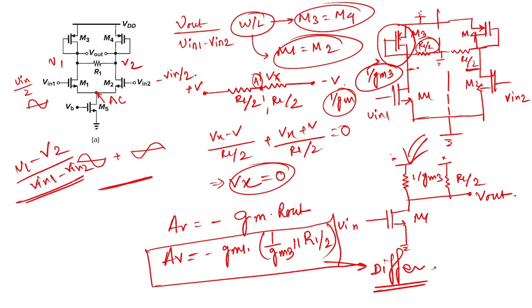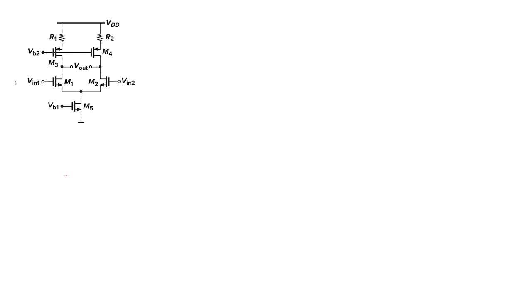And another type of gain is common mode gain. In that case you apply the same input to both M1 and M2 and then calculate the output. In the ideal case, the gain should be 0, right? This is another topic I will discuss later. Now let's look at the next problem.